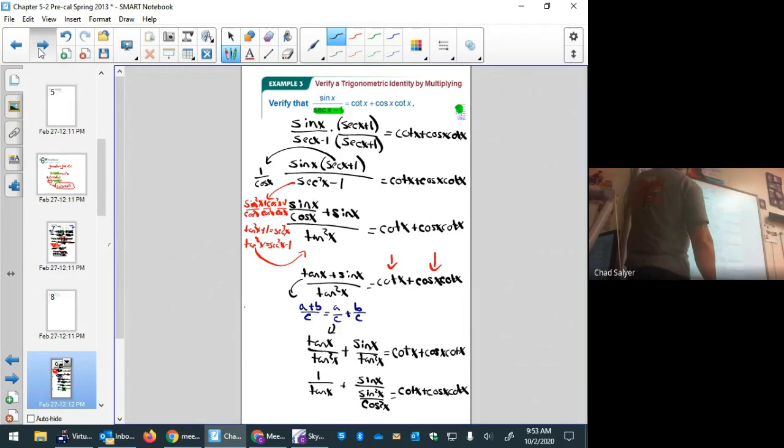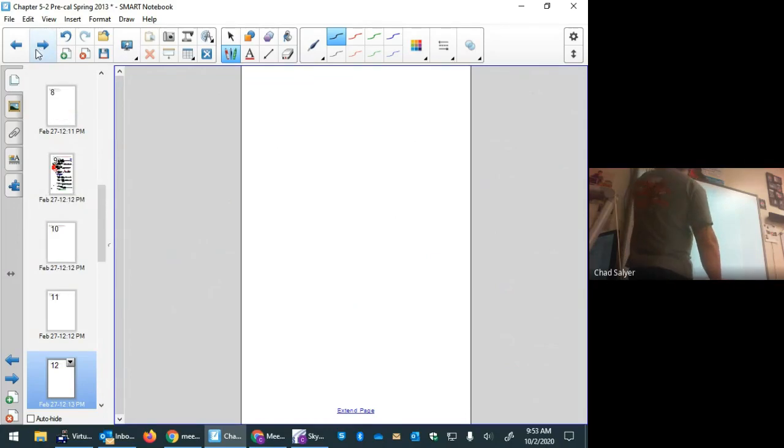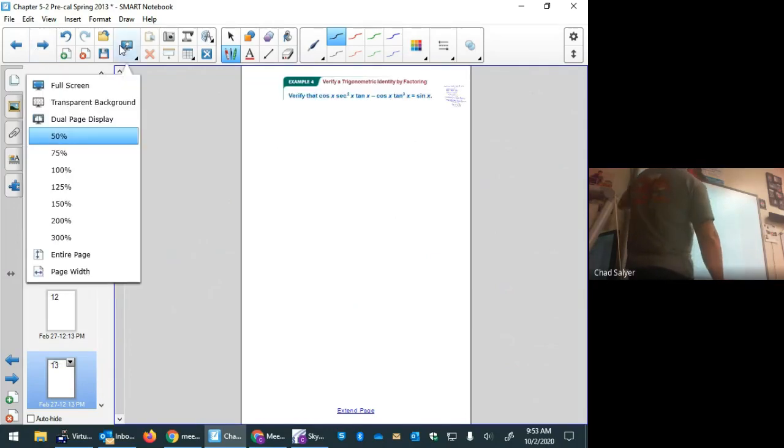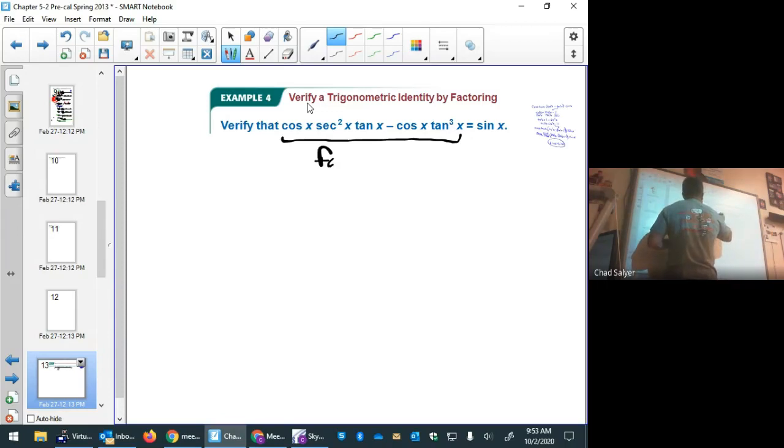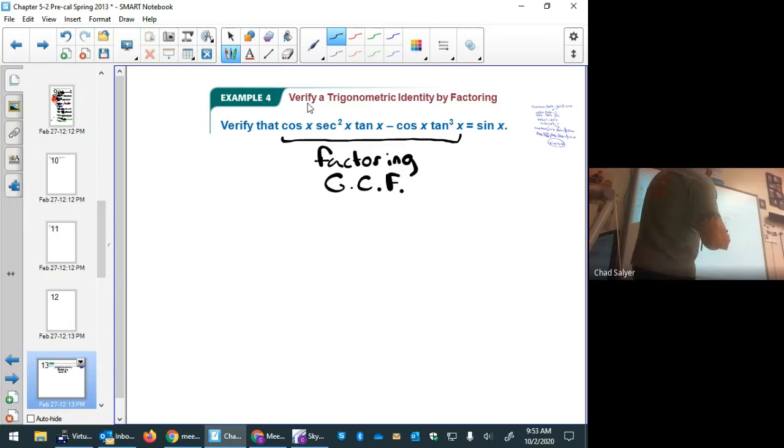Example 4 is verifying by factoring. So sometimes factoring is a good strategy. We'll do that. I see on the left side here, it is the obviously more complex side. So we'll take that and make it look like the right. Factoring is clearly our good strategy, and we're going to factor out a GCF, the greatest common factor.